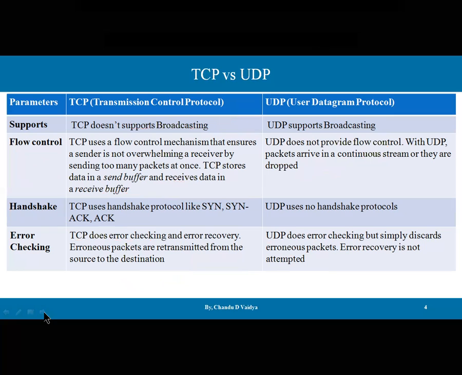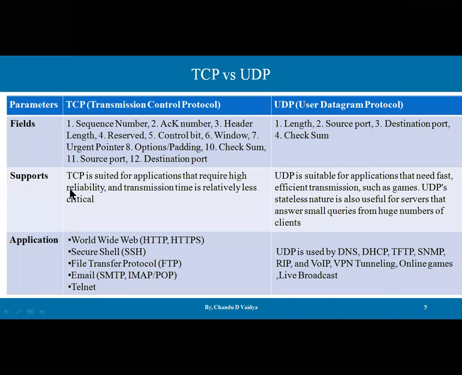Okay, so let's take another difference between TCP and UDP: the fields. There are 12 different fields available, like destination port, source port, checksum, padding, pointer, window, control bits, reserved bits, length, sequence number, acknowledgement number, and header. The control bits have 6 different flags available for controlling the mechanism. In terms of UDP, only 4 fields are available: length, source port number, destination port number, and checksum.